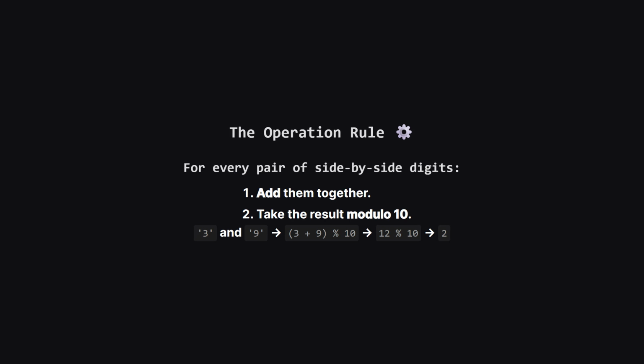So how do we actually shrink the string? The rule is pretty specific. We slide a window across the string, looking at 2 digits at a time. For each pair, we add them up. Then, we take that sum and find the remainder after dividing by 10, which is just the modulo 10 operation. This result gives us a new digit for our next string.